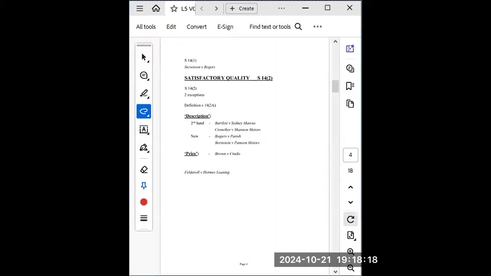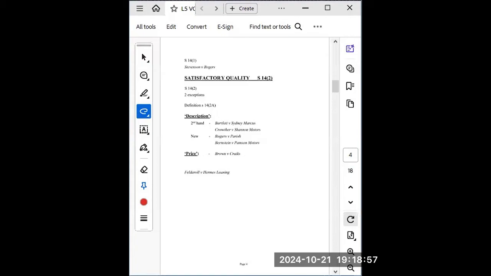Now, once you have established that the exceptions do not apply, then you need to discuss the meaning of satisfactory quality. The definition is under section 14 sub 2 big A. 14.2 big A says, goods are satisfactory if they meet the standard that a reasonable person would regard as satisfactory, taking account of three things: description, price, all other relevant circumstances. Then go through each one.